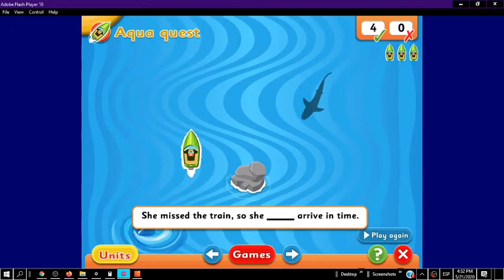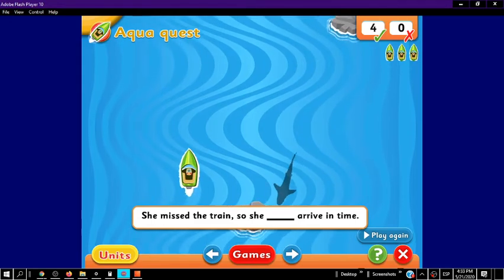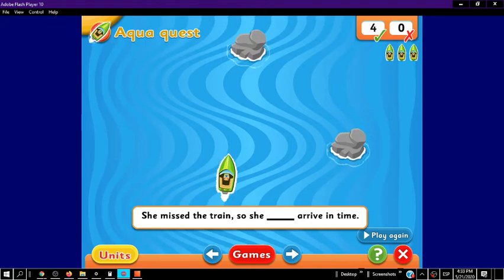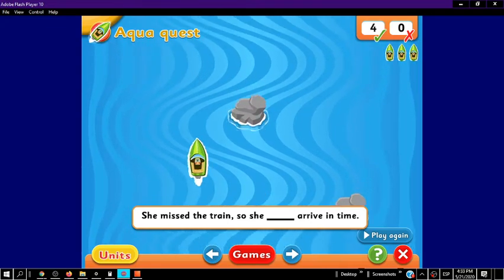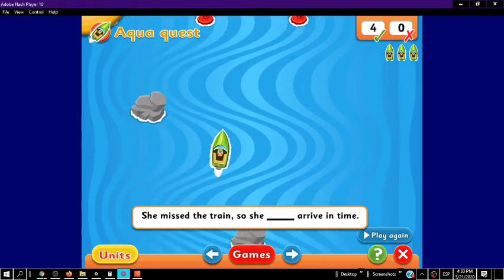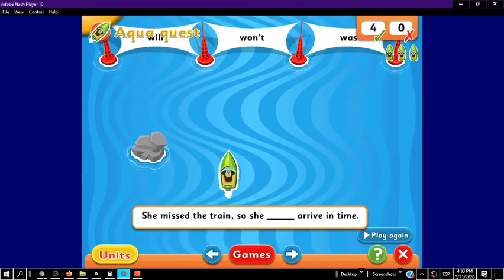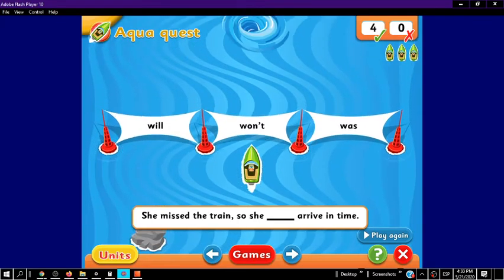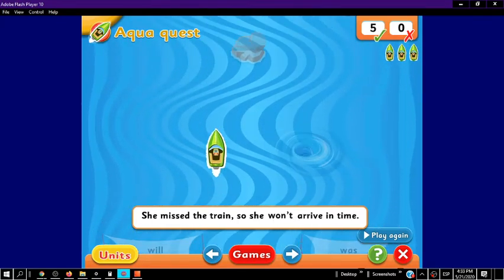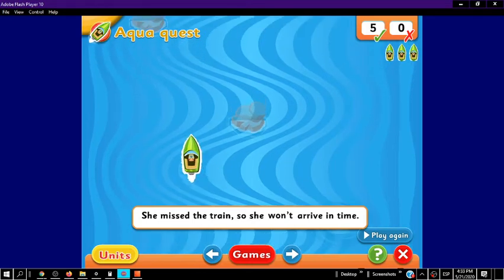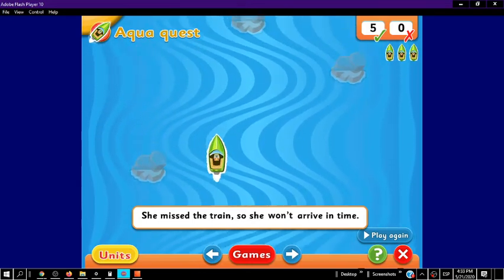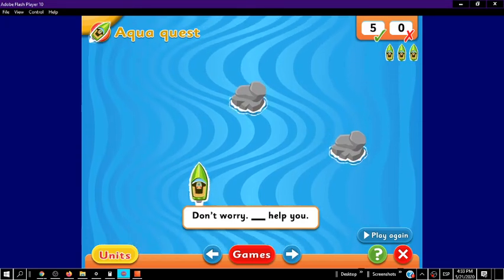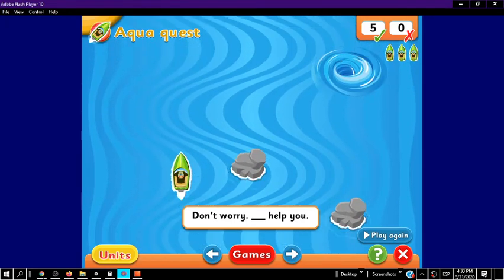Let's see, next question. She missed the train, so she blank arrive in time. Probably won't, right? If she missed it, she probably won't be there, so she will arrive in time doesn't make any sense. That's past tense, so won't is the correct answer. She missed the train, so she won't arrive in time. In class, each student had a chance to play this if they really wanted to. They just needed to send their request.